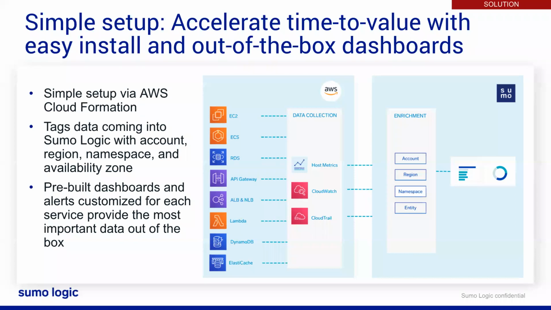We do that because as we bring in that data from EC2, from Lambda, from DynamoDB, this data is coming in to Sumo and being enriched with some metadata. It's being enriched with account, region, namespace, entity, anything that you really need to tie it all together. And it's doing that by using AWS CloudFormation. So CloudFormation is kind of the key here in tying it all together. And you can do that across accounts and across regions.